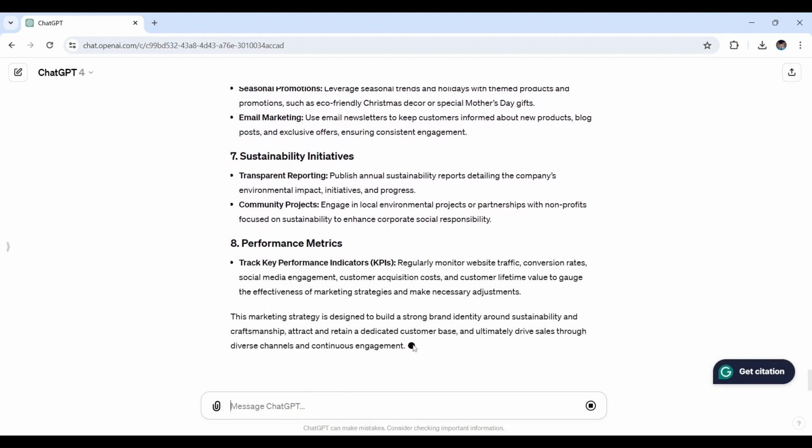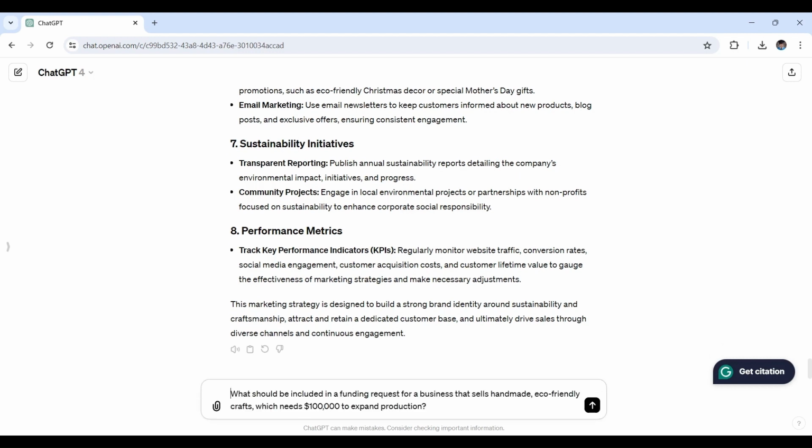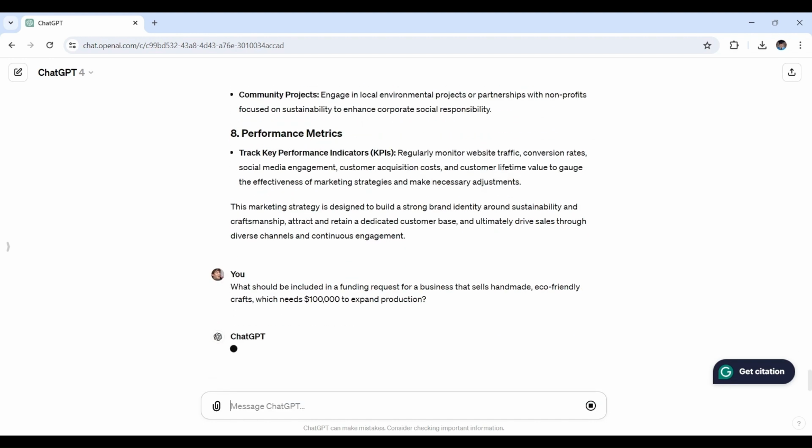Here we go. If you need funding, specify the amount you need over the next few years and how you intend to use it. Ask ChatGPT what should be included in a funding request for a business that sells handmade, eco-friendly crafts which needs $100,000 to expand production. Then hit send for ChatGPT to do all the magic.